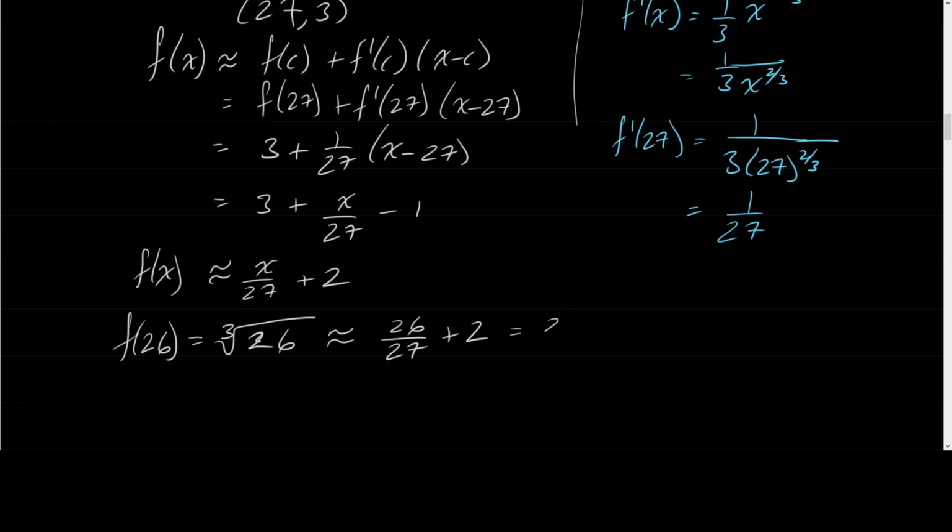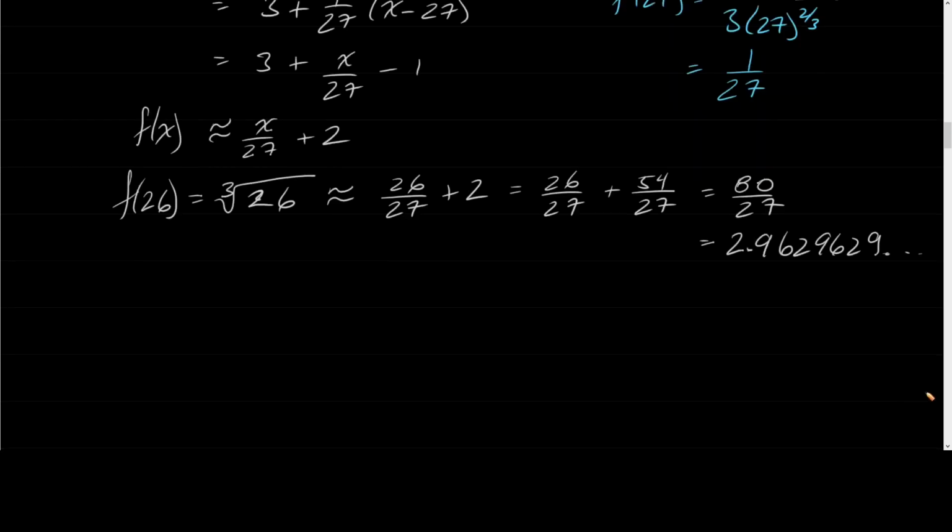And now that 2, that's the same thing as saying 54 over 27. At that point, 54 over 27 plus 26 over 27 is 80 over 27, which if you plug it into the calculator, you'll see is 2.9629629, repeating. Essentially, those first three digits repeat: 962, 962, 962.